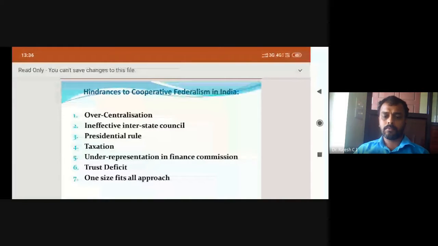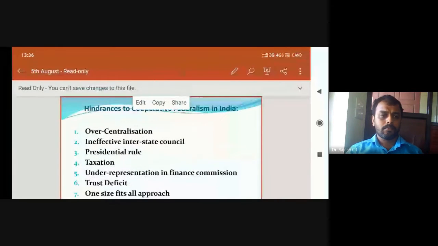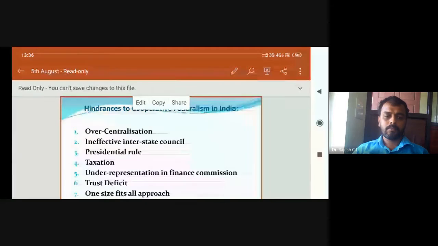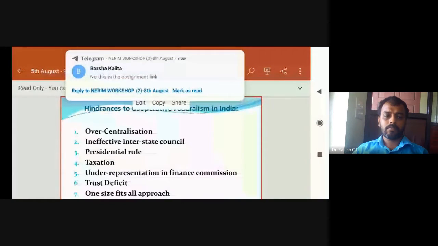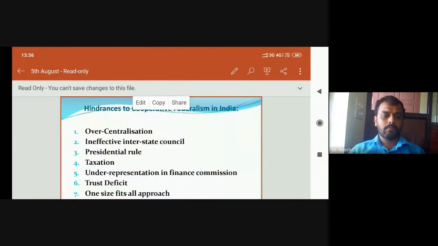First is over-centralization. As we know, India is quasi-federal with powers and resources being highly tilted in favor of the union. Next is the ineffective Inter-State Council. For example, the Inter-State Council provides a platform for consultation between the center and the state, but this has just turned out as a platform of talks with less progress on real issues.